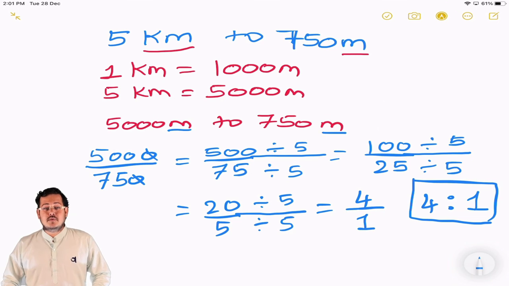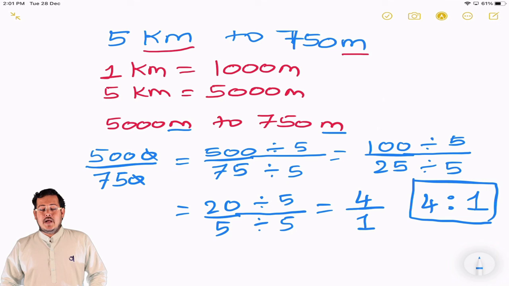So I hope it is very much clear to all of you how you can find the lowest term and how you can find out the ratio's value if we are having different units.